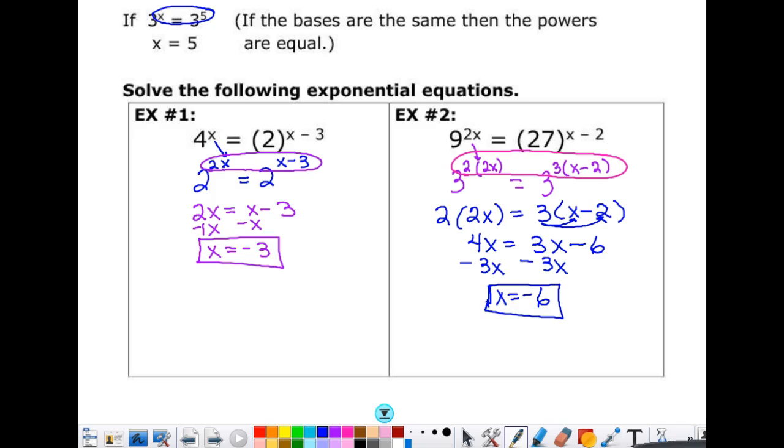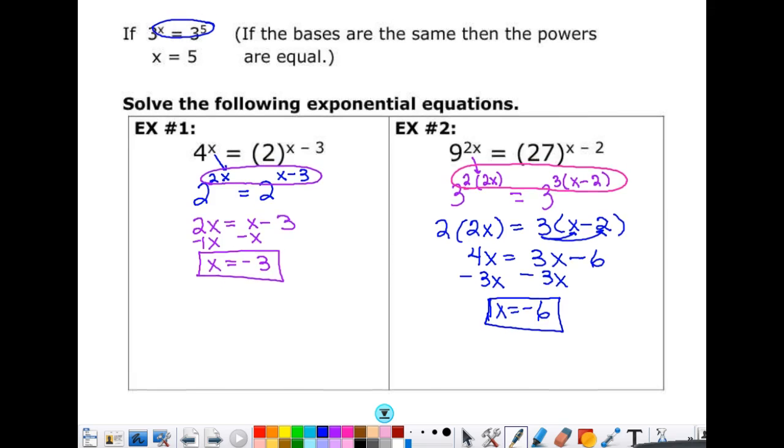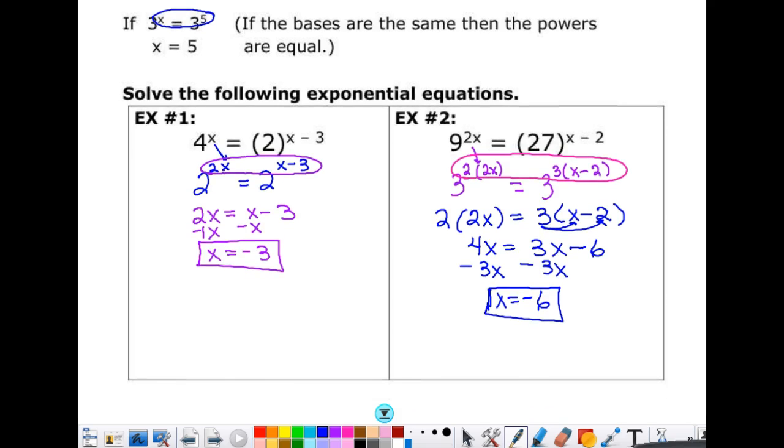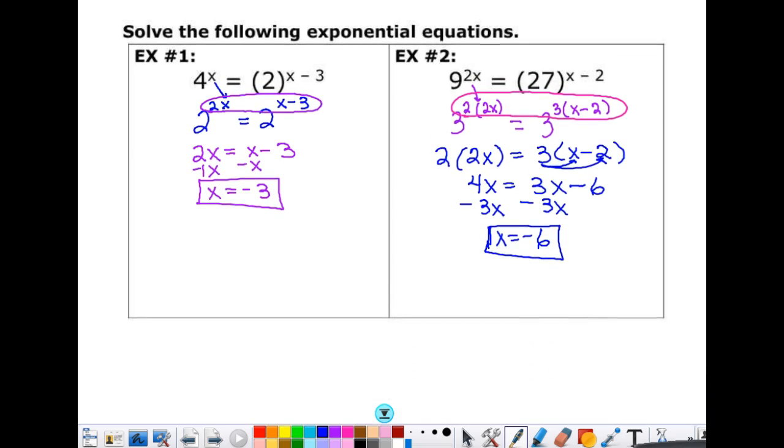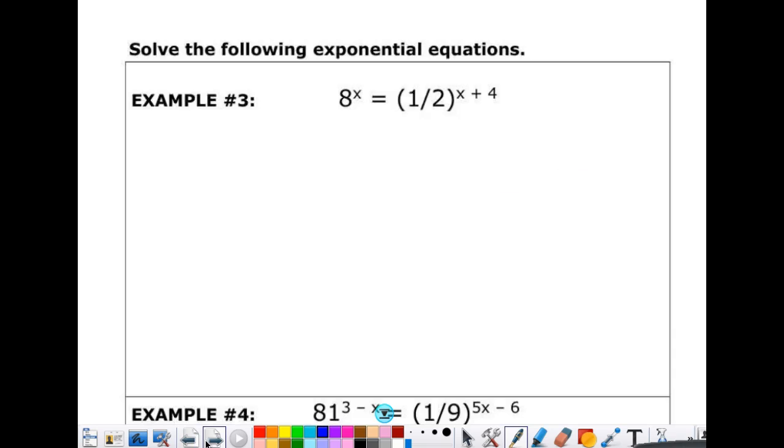Now, on your worksheet today, you're going to have some answers that are fractions, so don't panic. On the next page, also don't panic when you see a fraction here. I'm going to show you how to do that.